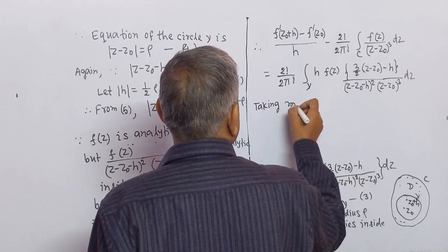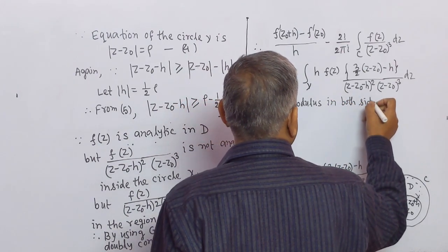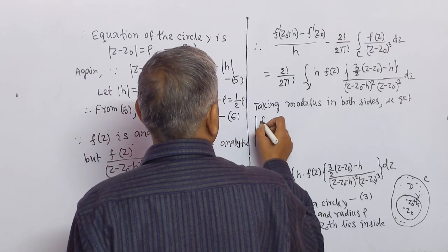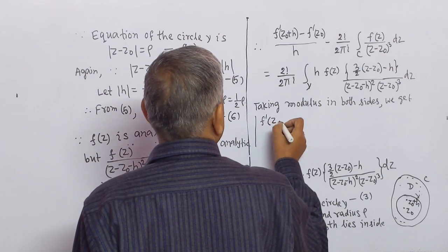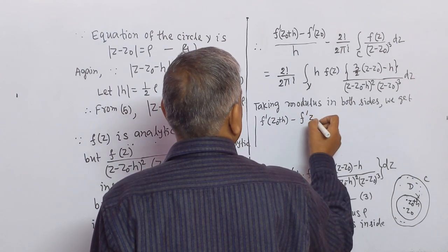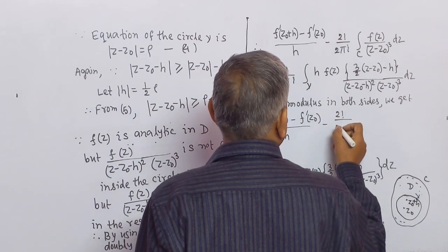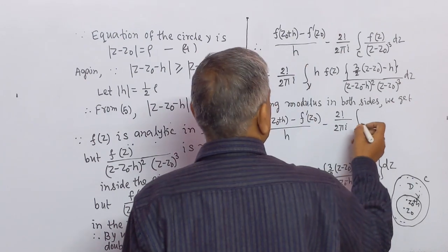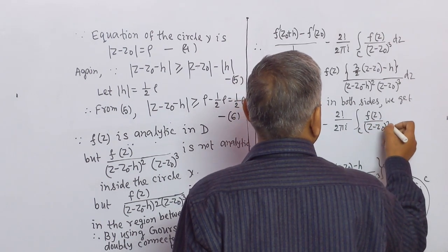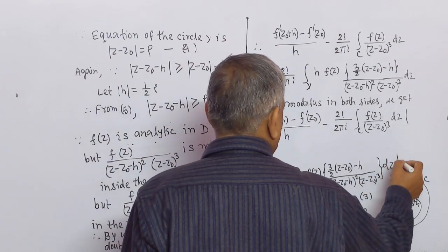taking modulus in both sides. We get the modulus of f′(z0 + h) − f′(z0) over h minus (2 factorial)/(2πi) integration along the curve C f(z) / (z − z0)³ dz, and this will be equal to the modulus of this quantity.